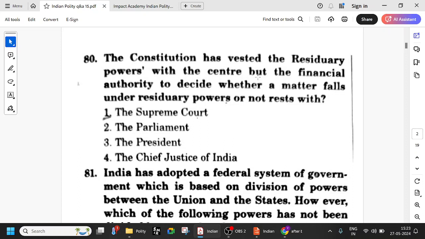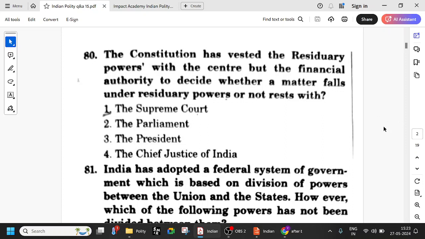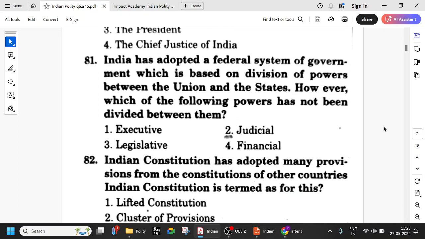So the Supreme Court is the one which decides whether it is a residual power or not. India has adopted a federal system of government which is based on division of powers. So we have already seen division of powers.